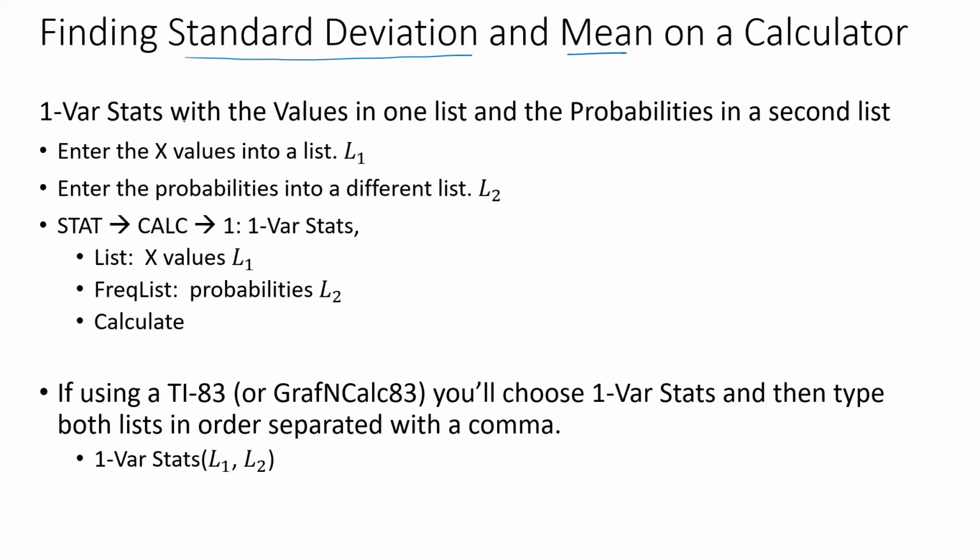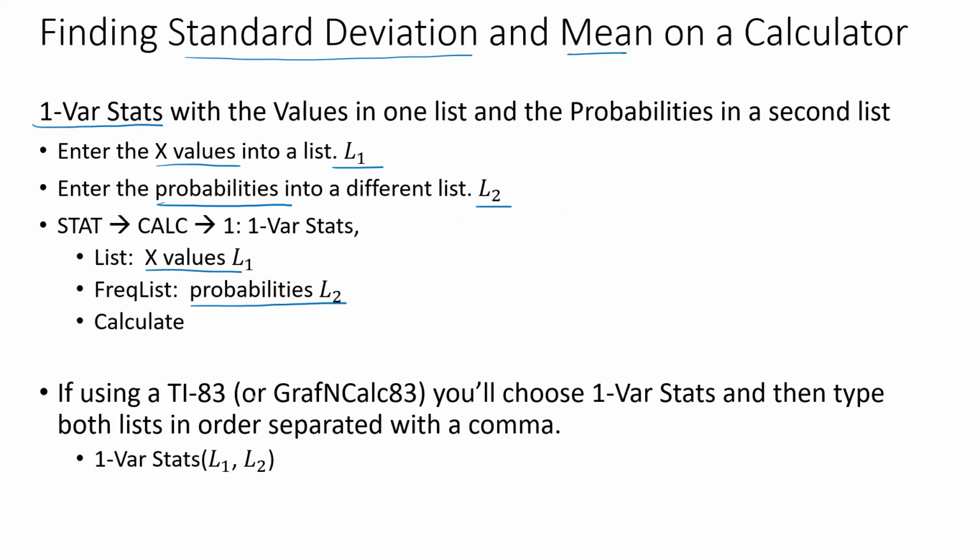So we can put the data into lists. So we're going to use our one variable stats again. We put the x values into a list, say L1. Put the probabilities into a different list, say L2. We go to our one variable stats. For our list, we put in our x values. For our frequency list, we put in our probabilities, and then we do calculate.